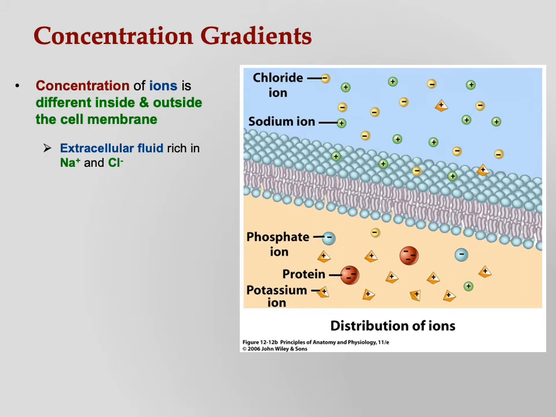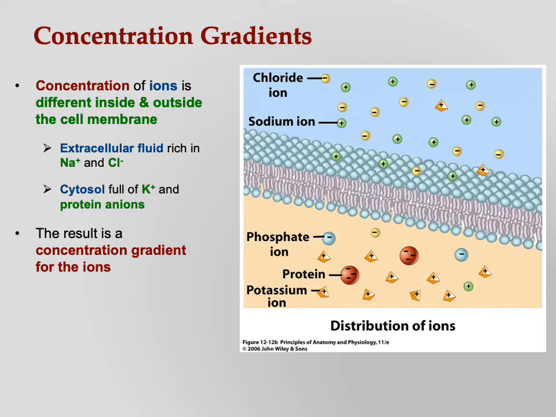So notice there's both positives and negatives inside and outside the cell. Overall, the positives and negatives are relatively equally balanced. It's just that right next to the membrane, the inside of the cell is relatively more negative and the outside of the cell is relatively more positive. So the cytosol, again, is full of potassium and proteins. The ECF, the outside water, is mostly sodiums and chlorides. The result is a concentration gradient for the ions. The two concentration gradients that are the biggest deal, the most important ones, are for sodium and potassium. That's what's going to drive the action potential.